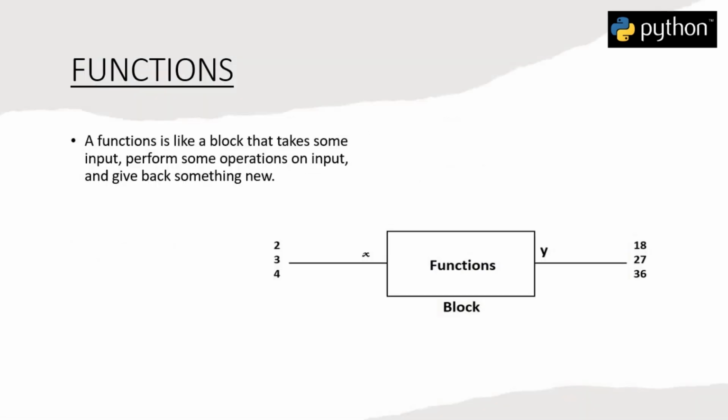So what are functions? Functions are basically a block that takes some input, performs some operation on that input and gives back something new. So for example, if you can see on your screen, we have a function that takes x as an input and gives y as an output. When we give our block 2 as an input, we get 18. When we give it 3, we get 27, and when we give it 4, we get 36.